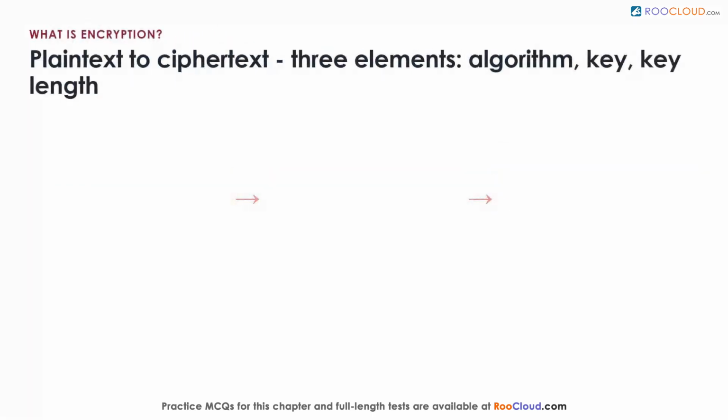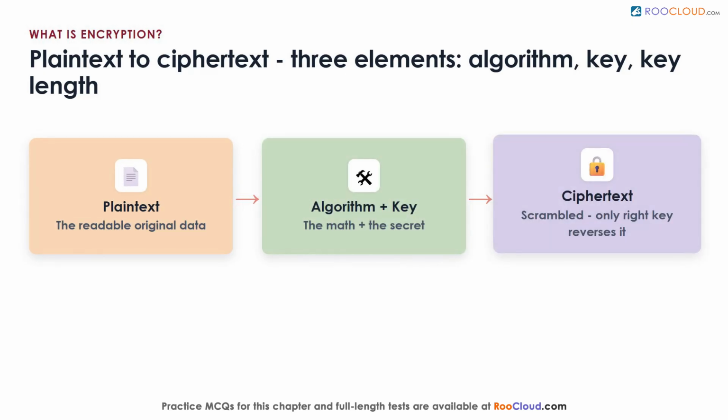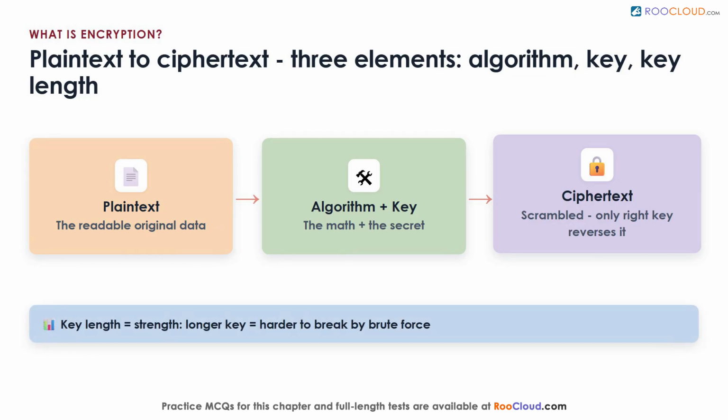What is encryption? It's converting readable plaintext into scrambled ciphertext. Only the right key can turn it back. 3 elements matter. The algorithm is the mathematical function that does the scrambling. The key is the secret that makes each result unique. And the key length determines how hard it is to break. The longer the key, the harder the attack.